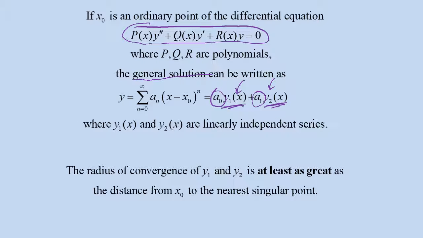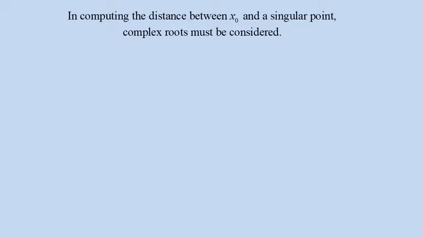And this is what we said in the previous slide. The radius of convergence is at least as great as the distance from the center x0 to the nearest singular point. Now, I'll show you this in the example that we're going to take a look at in a moment.